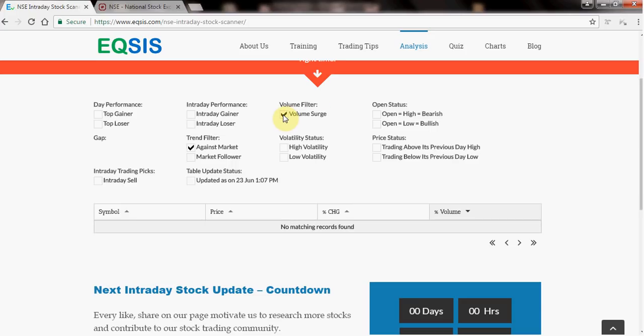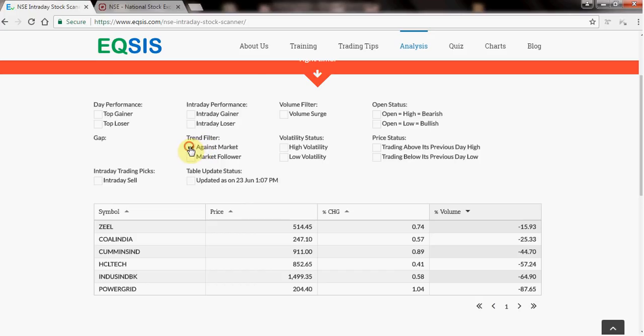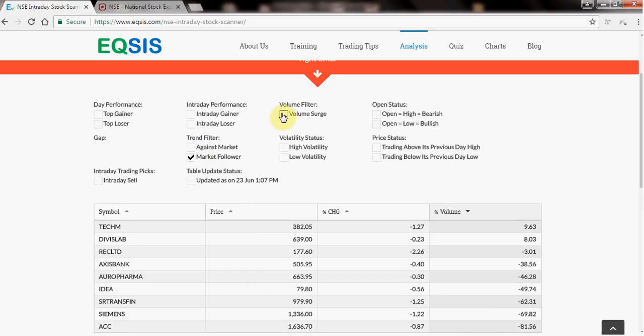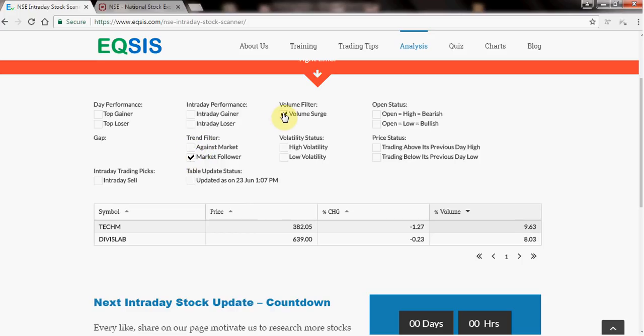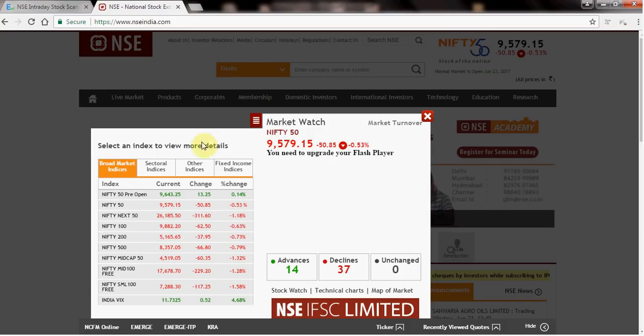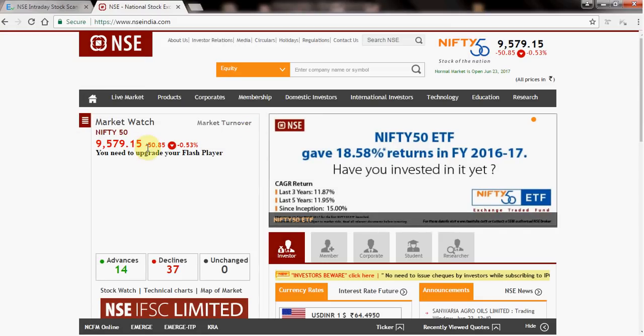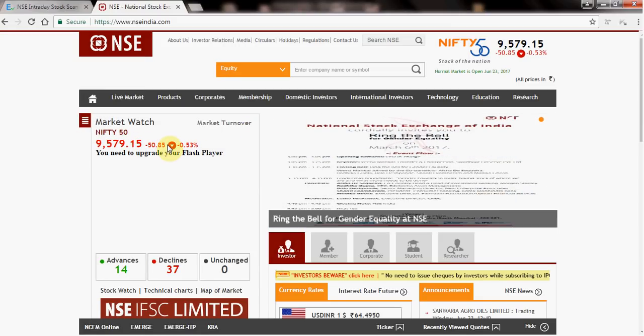With volume, there is nothing going against the market. But there are stocks which are following with volume. Look at this: Tech Mahindra, Divis Lab was very interesting because they are market followers. And interestingly, today, look at this: the market is very negative. Okay. And look, the market is very negative, about 50 points, 0.53 percent. It's not very negative. I'm sure it is a negative market. Any trader will appreciate this.